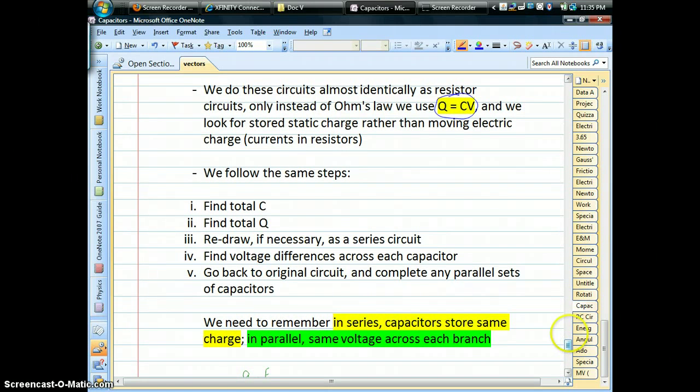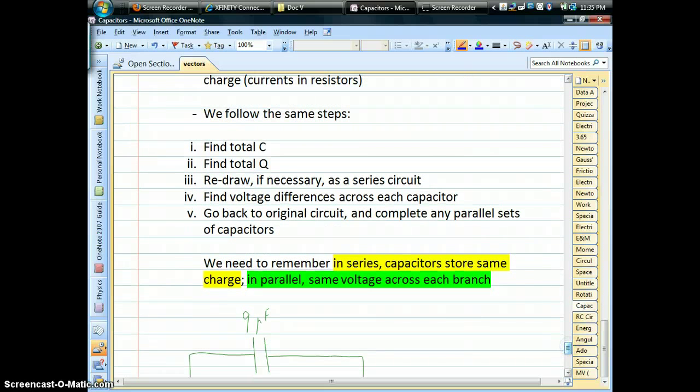So the big difference between the capacitor and resistor circuits, in resistors we're looking at currents, moving charges, whereas in capacitors, we're interested in finding out the stored charge, which basically means we're talking static charge. So the steps we use, again, very much like resistors: instead of finding total resistance, we find total capacitance. Instead of finding total current, we can find the total charge being stored.